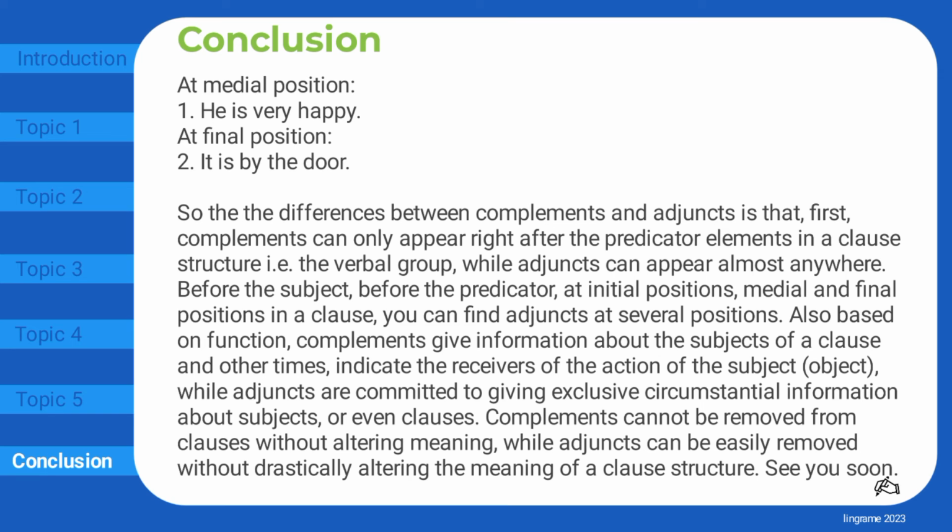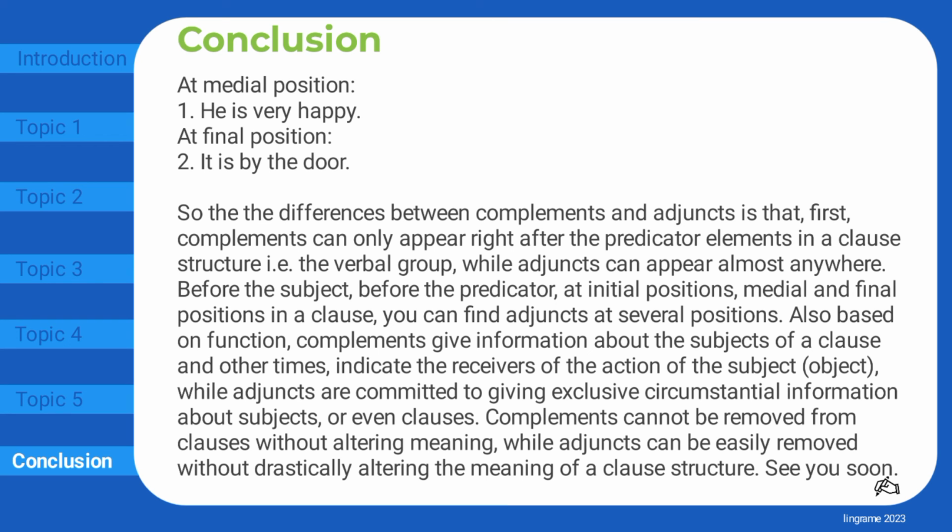So that the differences between complements and adjuncts is that, first, complements can only appear right after the predicator elements in a clause structure, that is the verbal group, while adjuncts can appear almost anywhere. Before the subject, before the predicator, at initial positions, medial and final positions in a clause. You can find adjuncts at several positions.